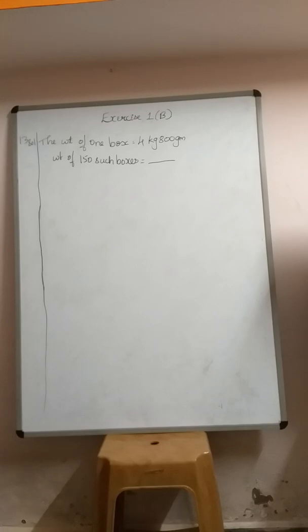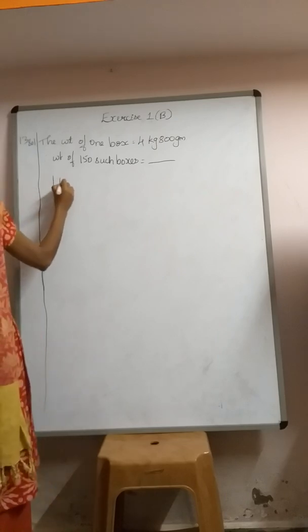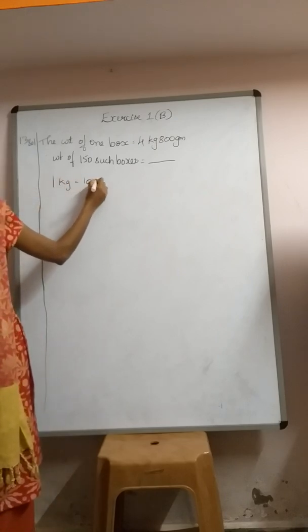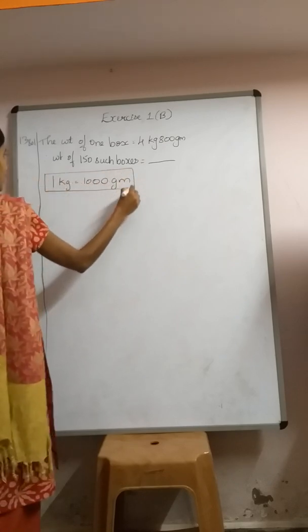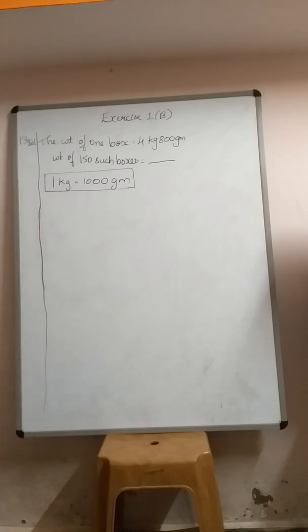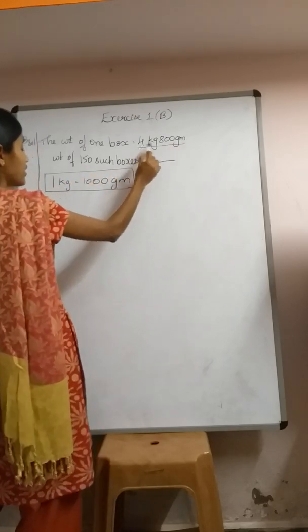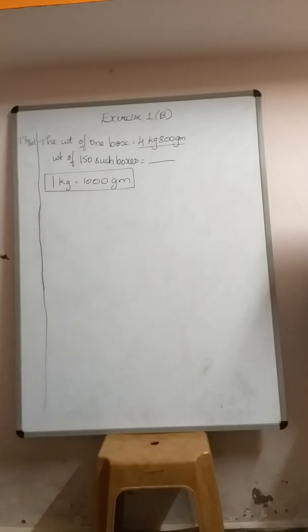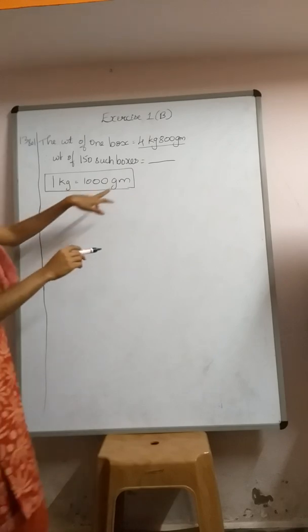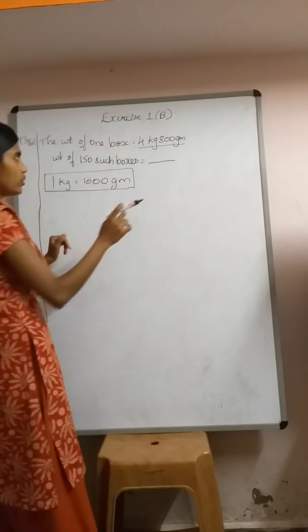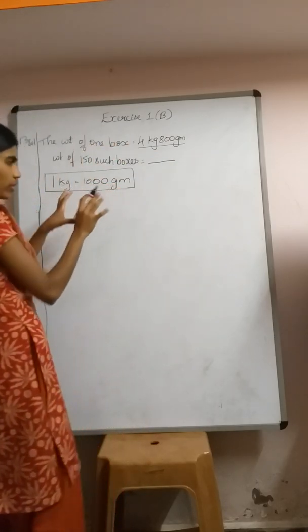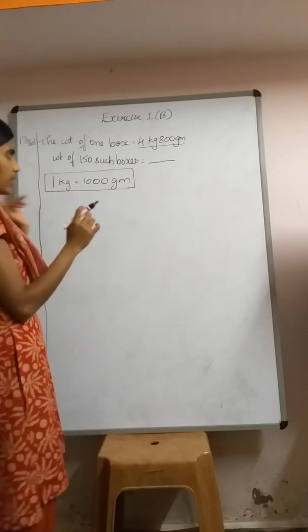Now, as you know, 1 kg equals 1000 grams. Okay, remember these formulas. 1 kg equals 1000 grams. So, what we have given here, 4 kg 800 grams is given. Now, let us convert this grams into kg. Okay, I'll show you how. This formula is just for your reference I have written. Okay, just see here.